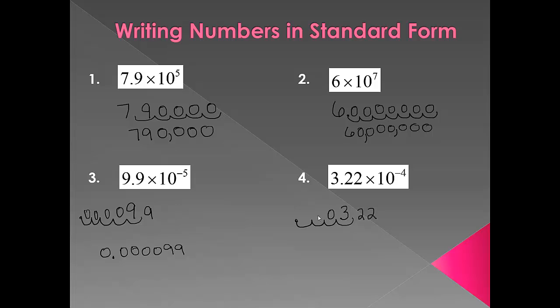We'll put in our zeros, and I went ahead and put our decimal in already. So we have 0.000322. We can put a 0 in front of that decimal if we want to. And our answer then is 322 millionths.